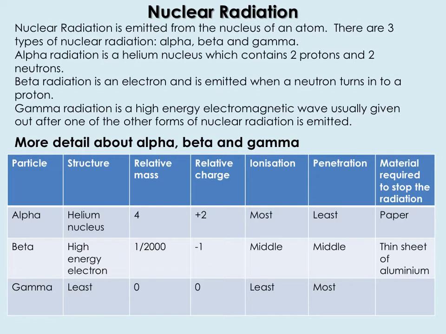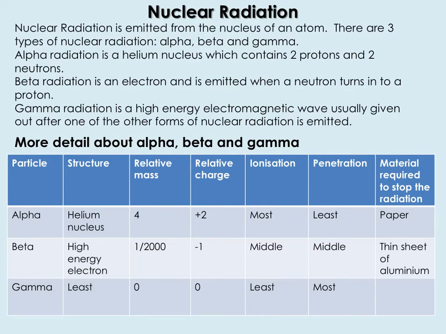It's the most ionizing. Remember that ionization or ionizing means that an atom is turned into an ion. Alpha is the most able to ionize things, which is the heaviest and the largest of the nuclear radiations, so is more likely to strike atoms and cause them to become ionized. The fact that it's the largest also means that it's got the least amount of penetration, so it'll actually travel the shortest distance in air. In terms of the material required to stop alpha, that material is paper.